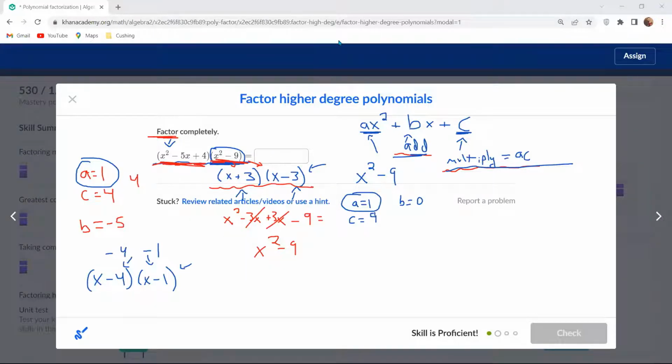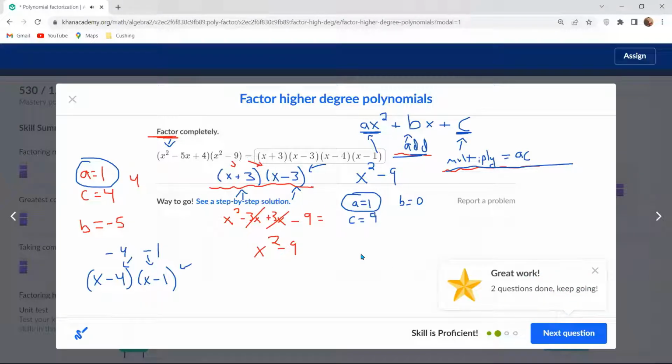So the first thing we did is we rewrote x squared minus 9 as x plus 3, x minus 3, right? And we rewrote the first quadratic, x squared minus 5x plus 4, as x minus 4 times x minus 1. So that's going to be your complete answer here. And if you want to check this in any order, you could multiply all of these terms together and you should get your same original answer. So we're not changing anything. We're just rewriting it there. Got it. Awesome.